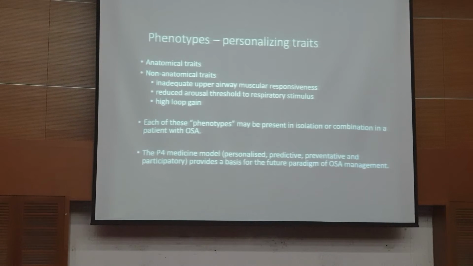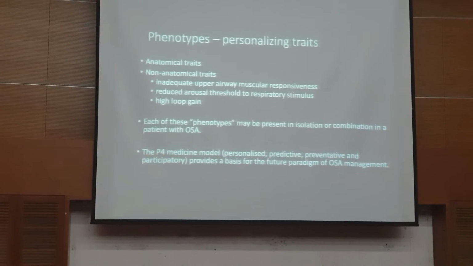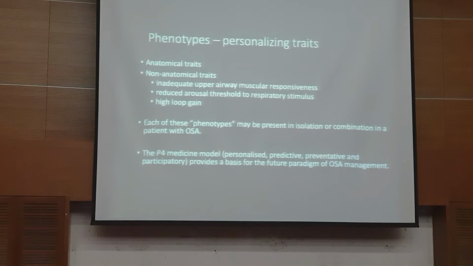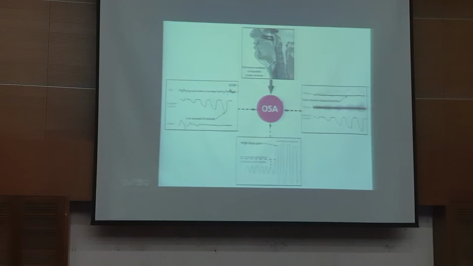So these phenotypes, a patient may not have only one phenotype. It can be overlapping. This is why they say personalized treatment based on the phenotypes. So the P4 medicine model: personalized, predictive, preventive, and participatory. This is PPPP, you have to read. This diagram shows OSA can be anatomical, some narrow collapsible airway, or it can be due to contribution of any of these three, or maybe overlapping: low arousal threshold, high loop gain, or poor muscle responsiveness.